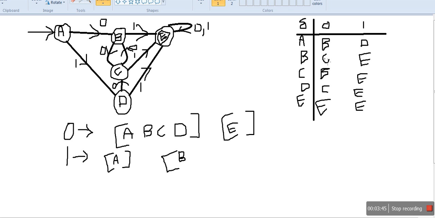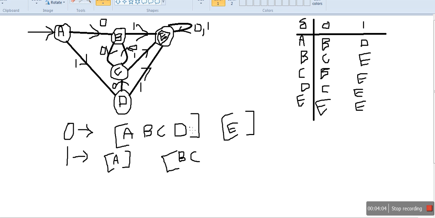Now check B and C. B on 0 goes to C, C on 0 goes to B. C and B are in the same class in the above step, so no problem. B on 1 goes to E, C on 1 goes to E. Both the same state. Therefore, B and C are in the same class.